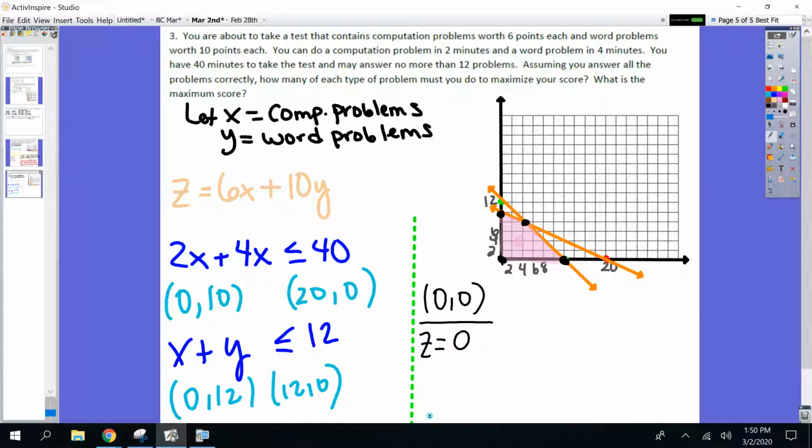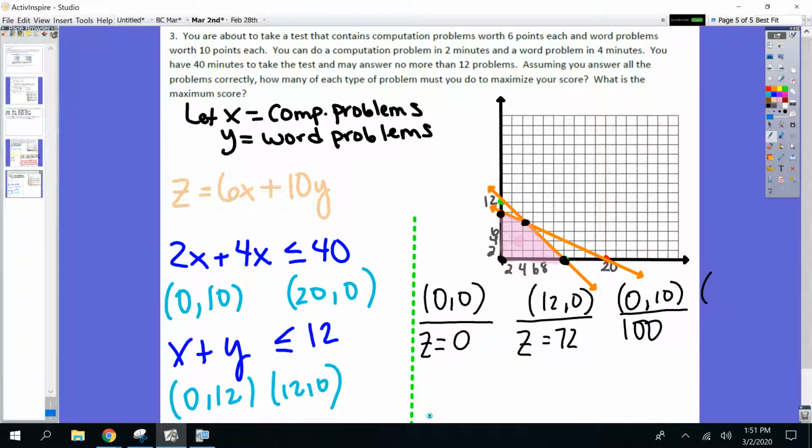Bottom right. No. Bottom right. 0, 12. You go over 12. That's wrong. So if you answer all multiple choice or computational, you're going to get a 72 on the exam. All right. Top left. What if you answer all word problems? 10 word problems. You end up with a 100. But I believe this test is more than 100 points.